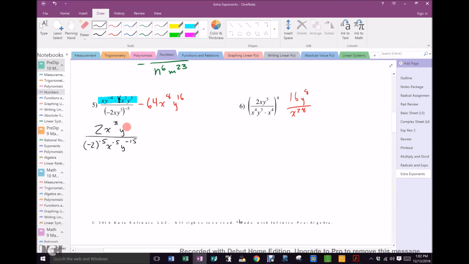Now, tidy it up. What's ugly there? 2x cubed y. What's negative 2 to the 5th? 2 times 2 times 2 times 2 times 2. It's 32, right? Yeah. But it's negative, right? So it's 32 to the negative 1. I'm just going to remind myself of that because I haven't moved it yet. Then I've got x to the negative 5 and y to the negative 15.